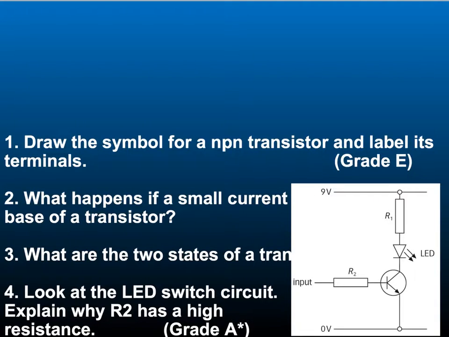Okay, so here are some questions about transistors and LEDs for you to answer. Stop the video and see if you can work out what the answers are.